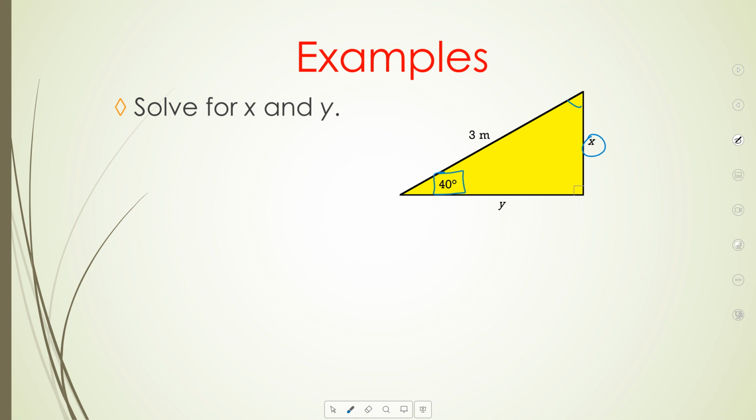Wait, what are my options? Opposite, adjacent, or... What did you say? Opposite. Is she right? Yes. Okay, so x is opposite. Well, you had a 33% chance, so good job. The x side that we're looking for is opposite the 40 degree angle. The other chunk of information that we have is that 3. Rosemary? Is that 3 meter side adjacent or hypotenuse?